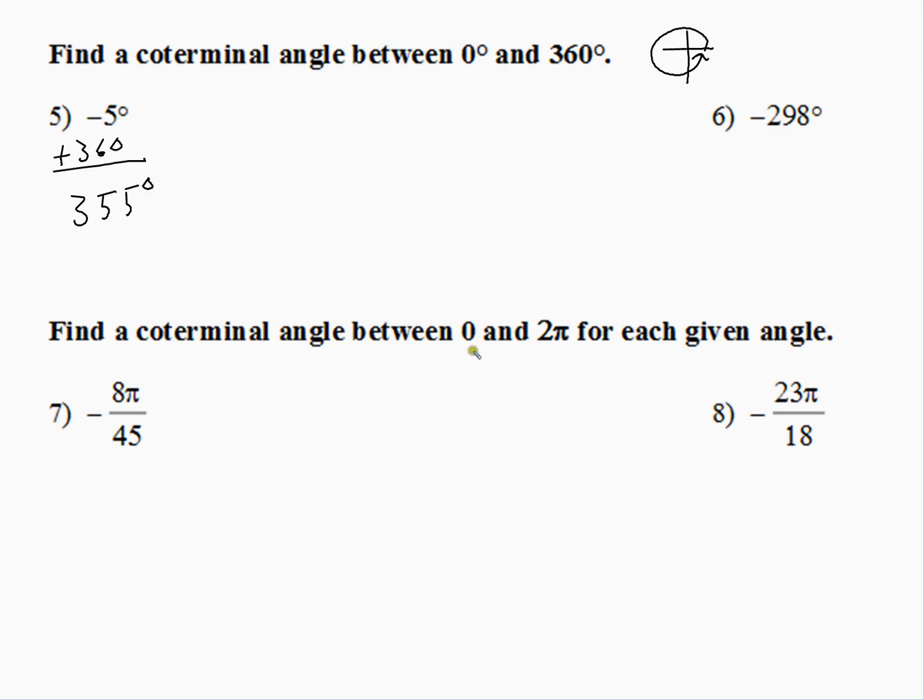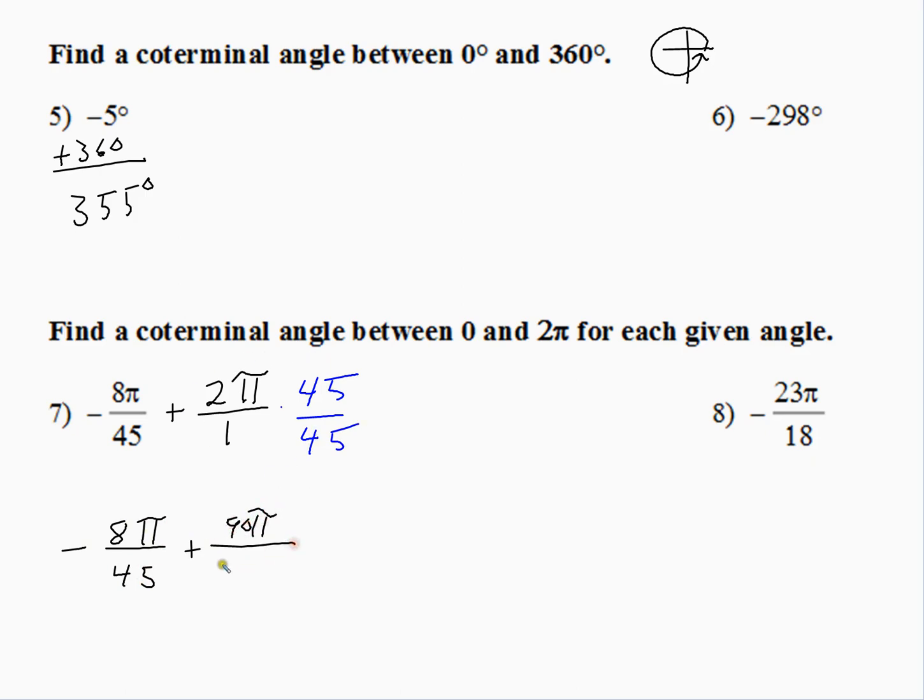Same idea down here. We're dealing with radians, so we're going to add or subtract 2 pi. We'll add 2 pi to this. But once again, we need a common denominator, so we'll put that over 1. Our denominator is 45, so we'll multiply top and bottom by 45. That gives us negative 8 pi over 45 plus, getting this common denominator, 90 pi over 45. And that gives us 82 pi over 45. Now we want it to be between 0 and 2 pi.